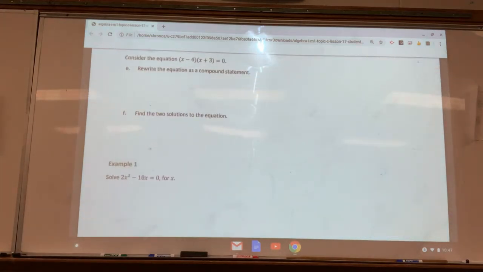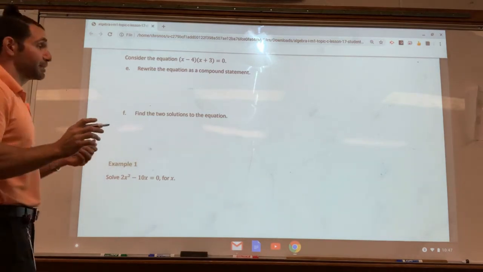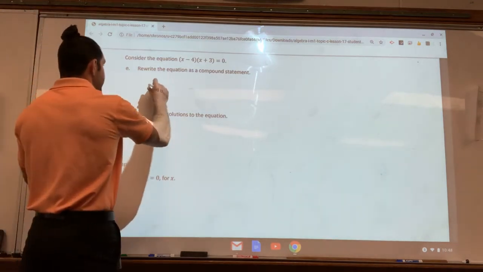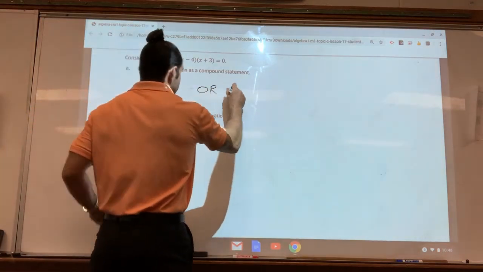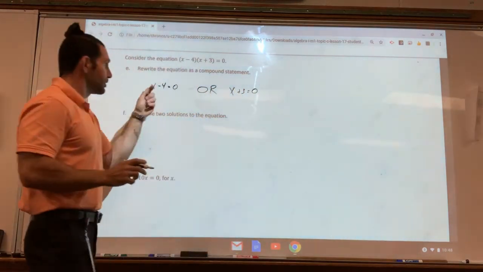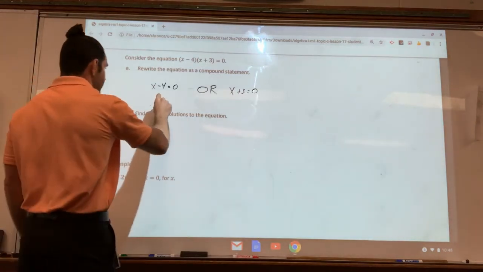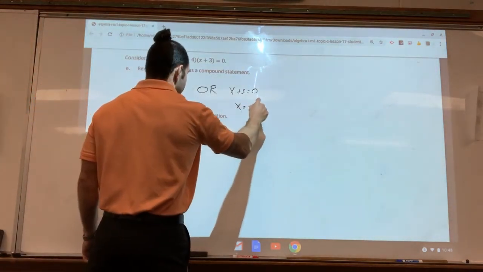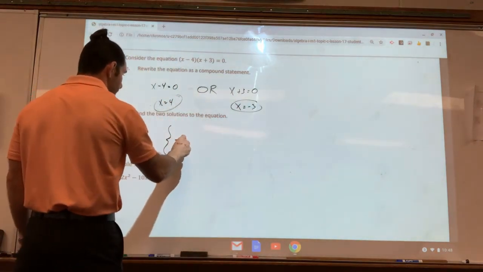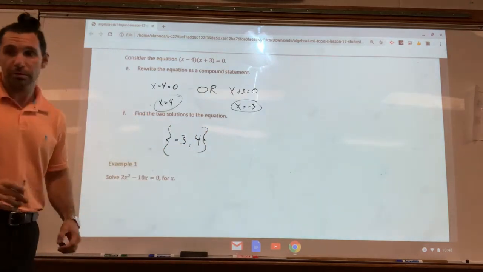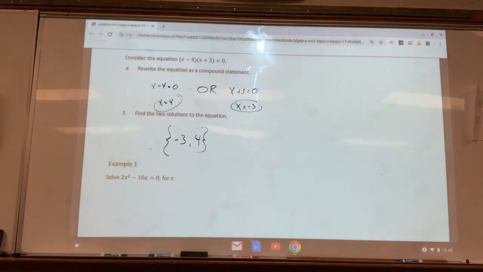Okay. Consider the equation (x minus 4) multiplied by (x plus 3) equals 0. It says rewrite the equation as a compound statement. What we need to understand is this is really saying x minus 4 equals 0 or x plus 3 equals 0. Does that make it a little bit easier? You know that x equals 4, and here x equals negative 3. Both of those are solutions. So what's going to be my solution set? Negative 3 or 4. That's how we are going to write this.